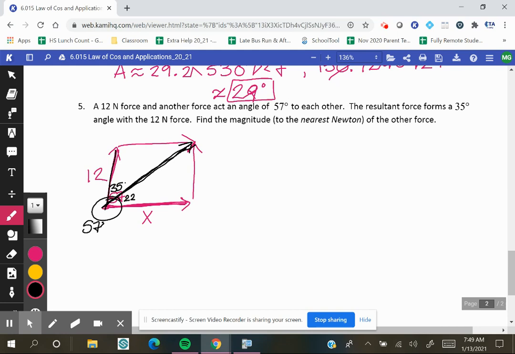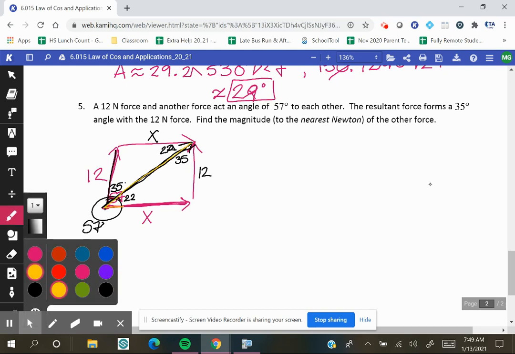Okay, now I want to find the magnitude of the other force. So this is X. So far I know my alt interior angles. This is 22 up here. This one's 35. This side over here, opposite sides are congruent, so that's 12. This is X. I'm going to focus on one triangle, so I'm looking at this bottom triangle.